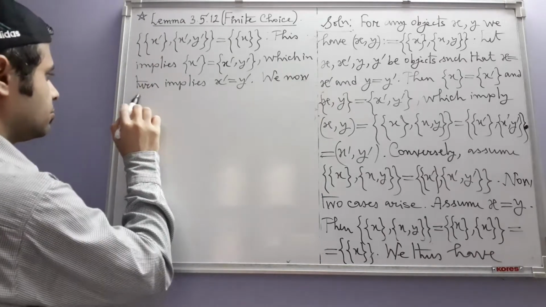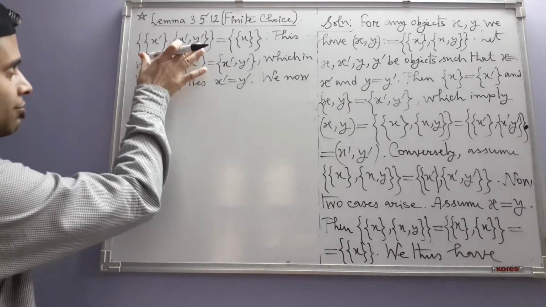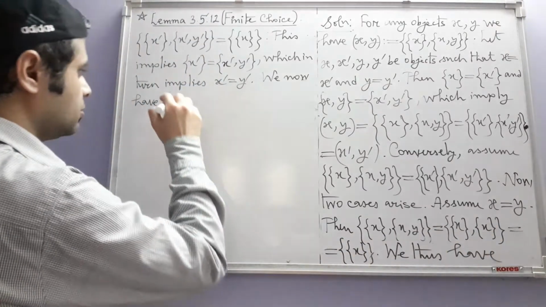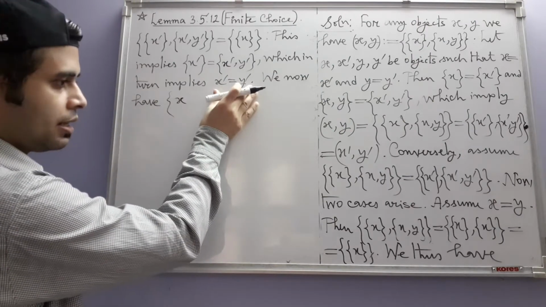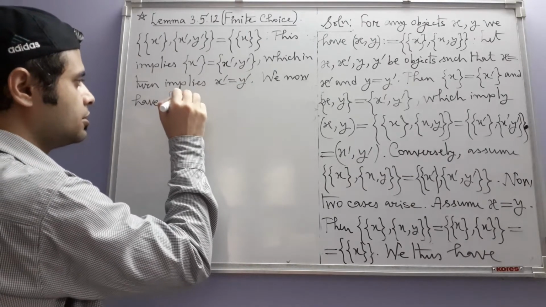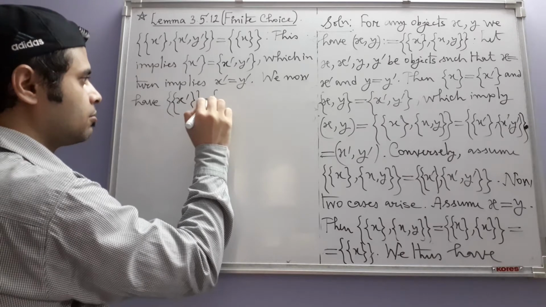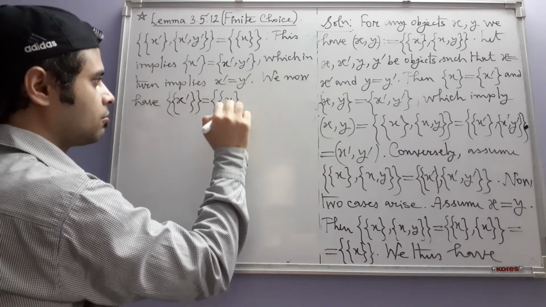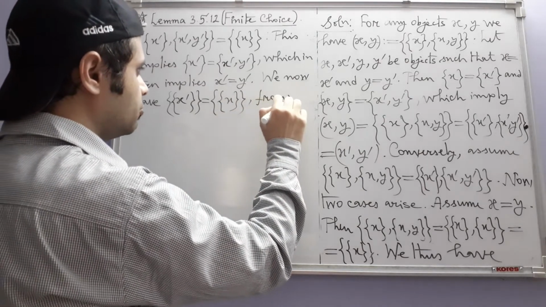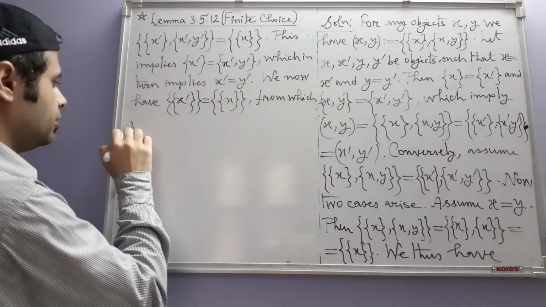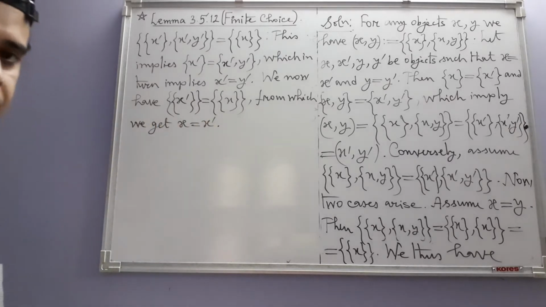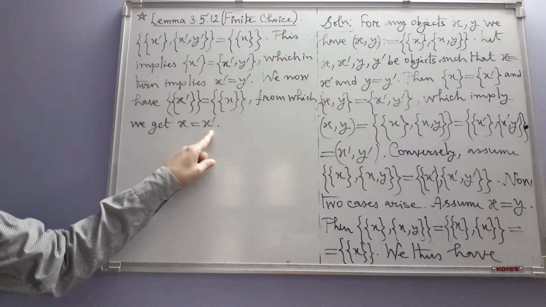We now have, so what the left hand side becomes ultimately, looking at this simplification, we can now do the same simplification because we now have the same similar condition here, x prime is equal to y prime. So this will be equal to, from which we get x is equal to x prime. So see, we have got x is equal to x prime.